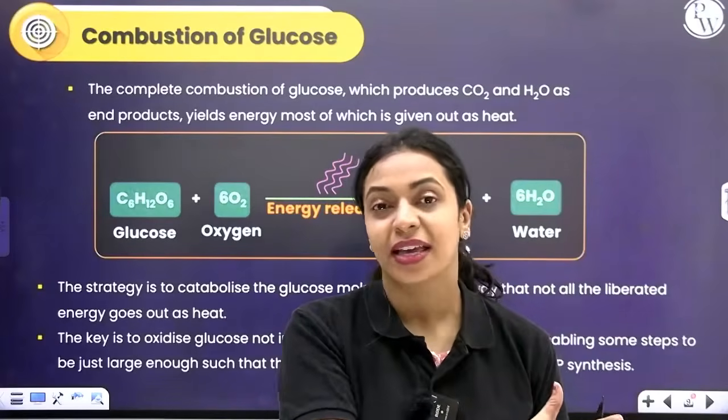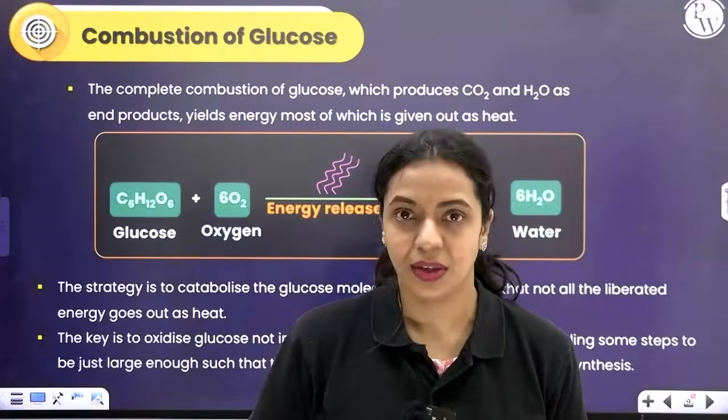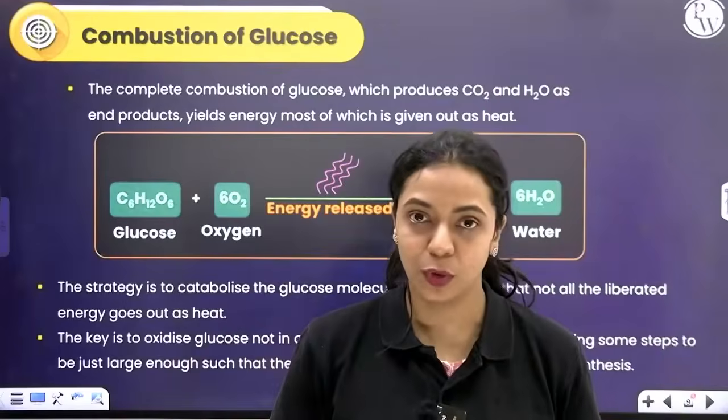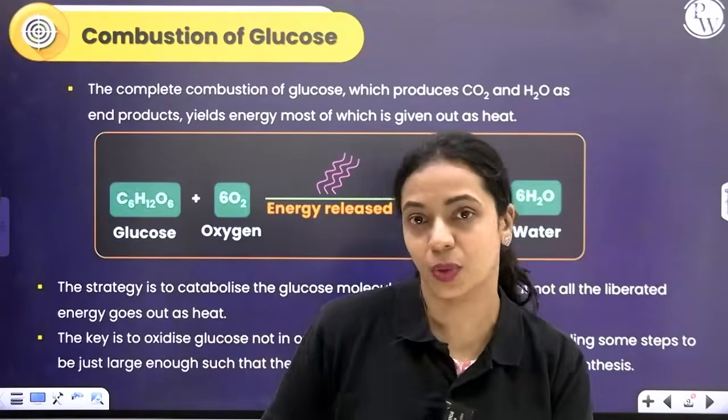When glucose is getting combusted, burnt, oxidized in one step, then the energy will be lost as heat. We do not want that. We've eaten food, we need energy later. We want to conserve whatever energy is there in glucose in another molecule called ATP.